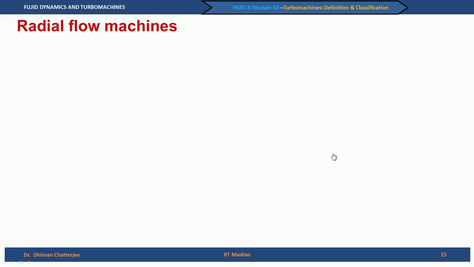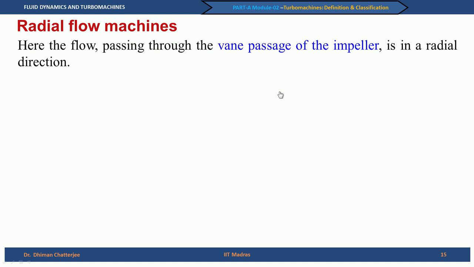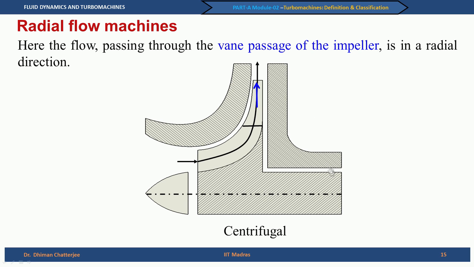The next type of turbo machines can be the radial flow turbo machines. In this case, as the name suggests, the flow is radial inside the vane passage of the impeller. That means, inside the vane passage of the rotating blades, the fluid flow direction makes an angle of 90 degrees with the axis of the turbo machine. This is also often given a name of centrifugal.